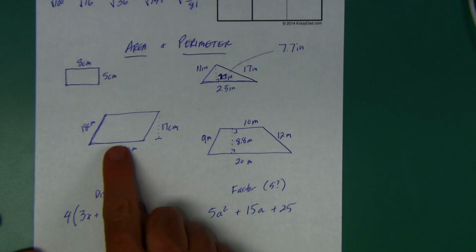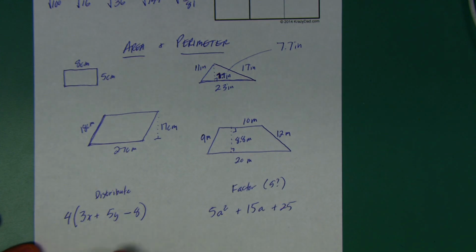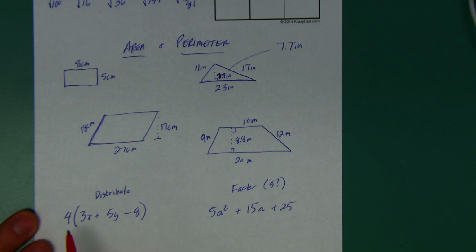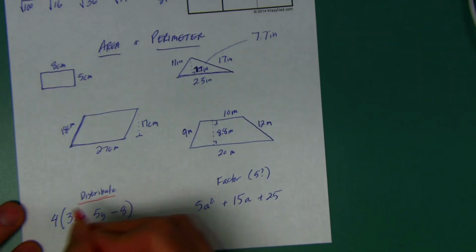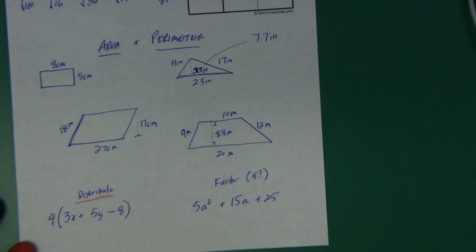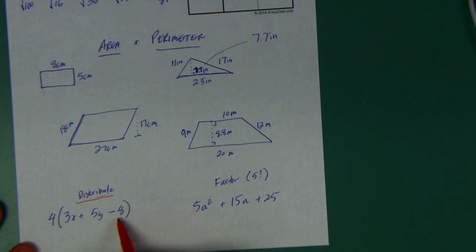You're going to copy down this parallelogram, and you're going to copy down the trapezoid, and this problem where you distribute or factor. Remember when we did that punchline worksheet yesterday? On this, when you distribute, remember this is 4 times everything in the parentheses. You multiply it by each thing in the parentheses. So 4 times 3x plus 4 times 5y minus 4 times 8. Don't forget that's a minus there, okay?